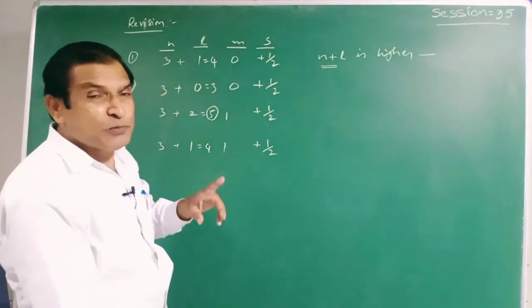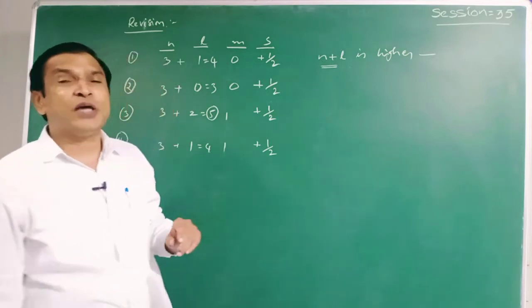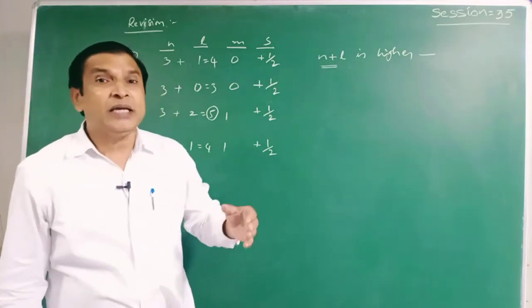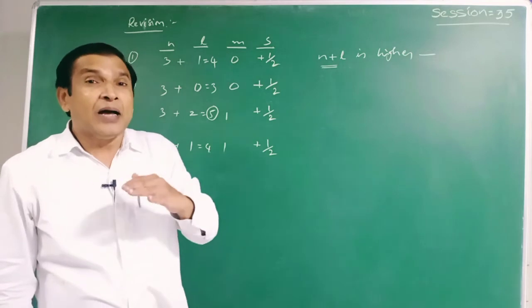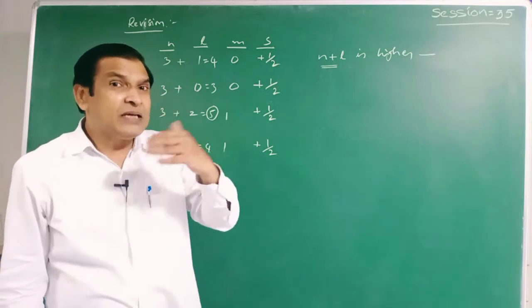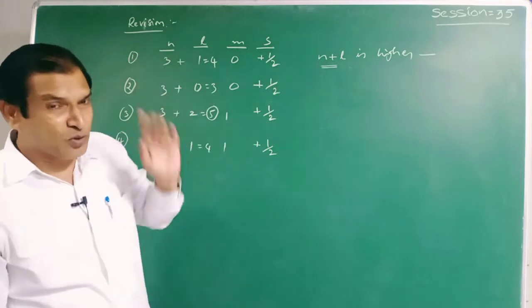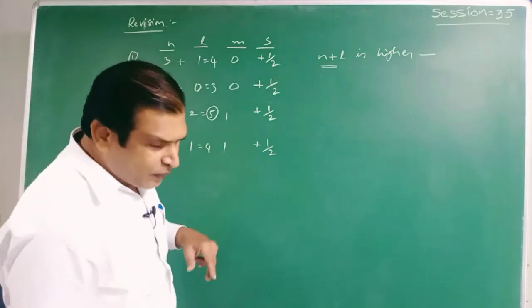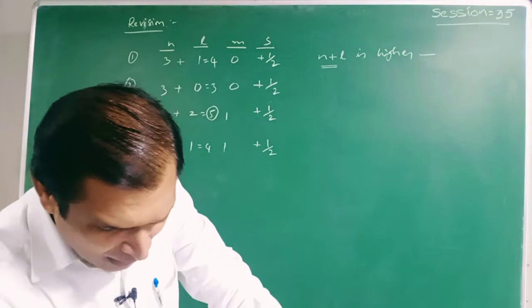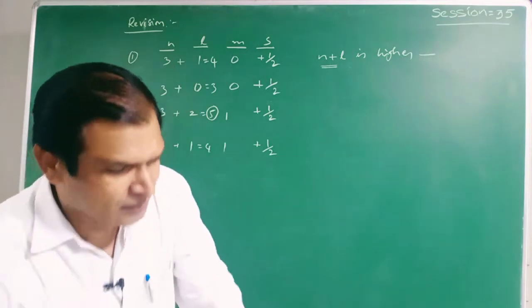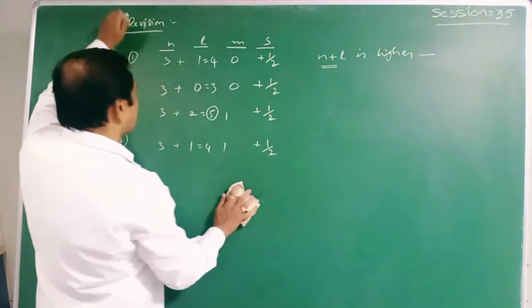The concept you have to remember: the energy of atomic orbitals depends upon the n plus l value. The higher the n plus l value, the greater the energy of the orbital. That is how to identify the energies of atomic orbitals. That is completed.